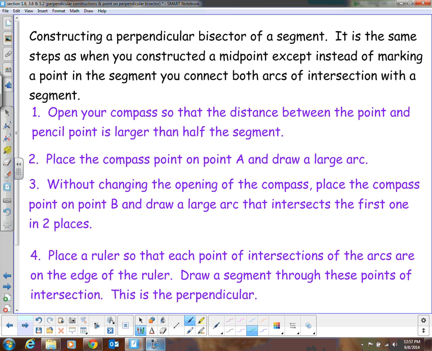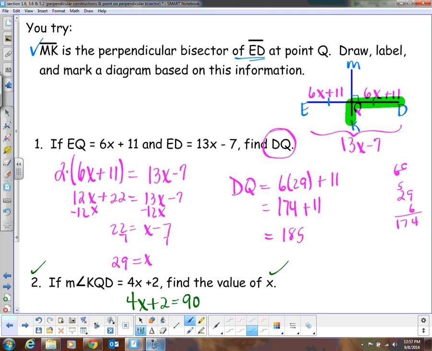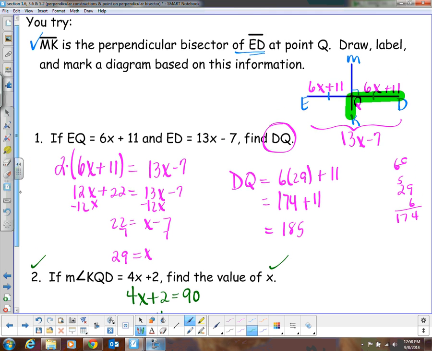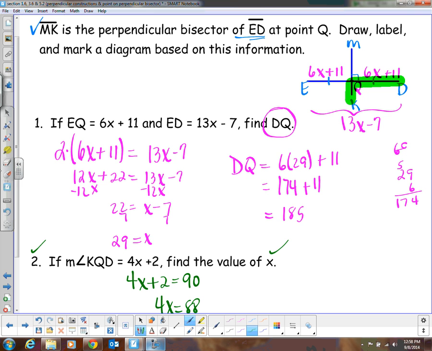The next part of our notes are construction, so I need you to bring a compass and a straight edge tomorrow, because we're going to do constructions all period. So you are ready for your homework.